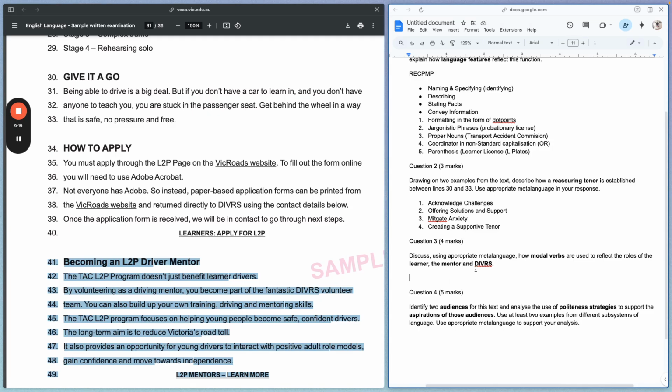So I would go against having one paragraph on learner, another paragraph on mentor, another paragraph showing how modal verbs reflect the role of DIVRS. Rather, I would talk about the learner in one paragraph and allocate 2 marks for that, mentor in another paragraph, allocate 2 marks for that, and talk about how DIVRS's role is reflected through those examples. So I'd have 2 examples, one for the learner, one for the mentor.